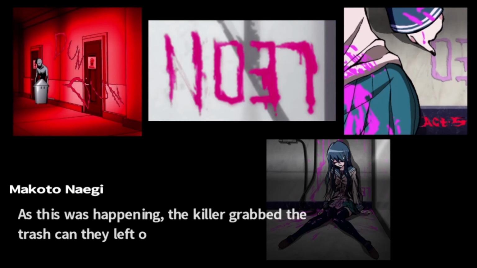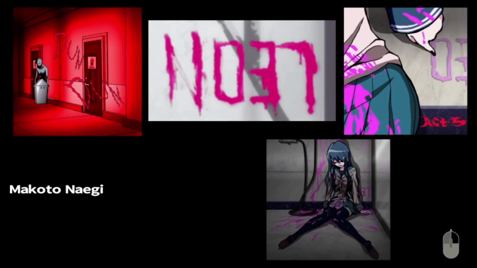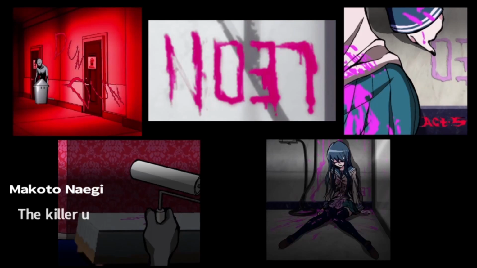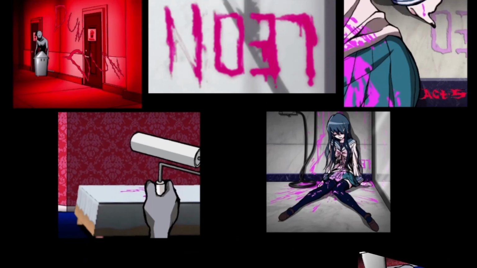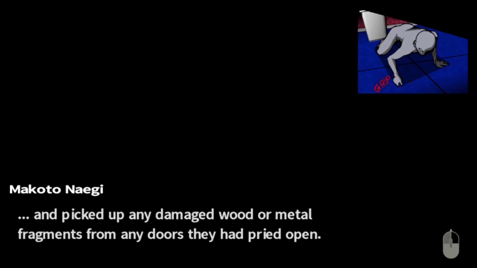As this was happening, the killer grabbed the trash can they left outside and got to work. The killer used the lint roller in my room to clean up any hair that might have been left behind under my bed, and picked up any damaged wood or metal fragments from any doors they had pried open.